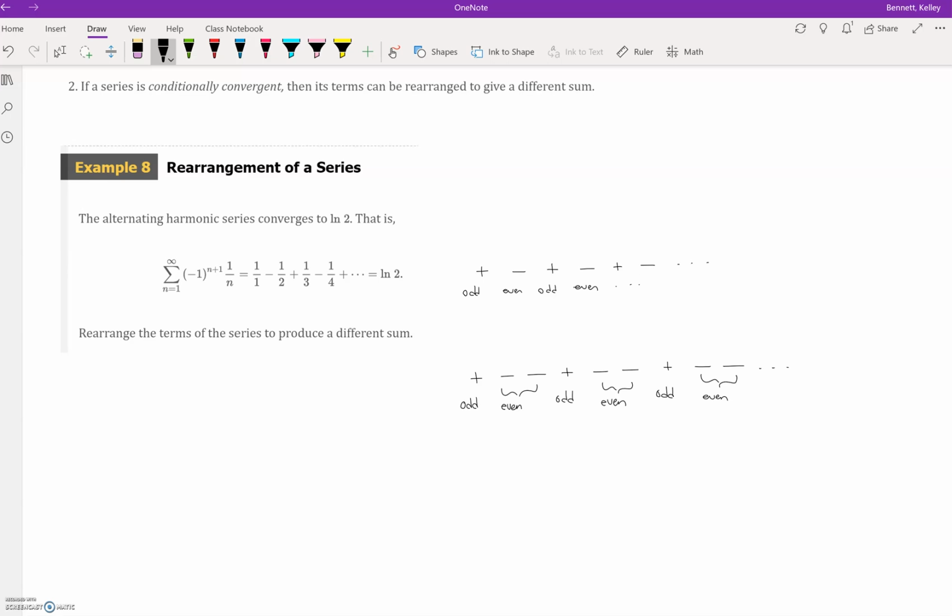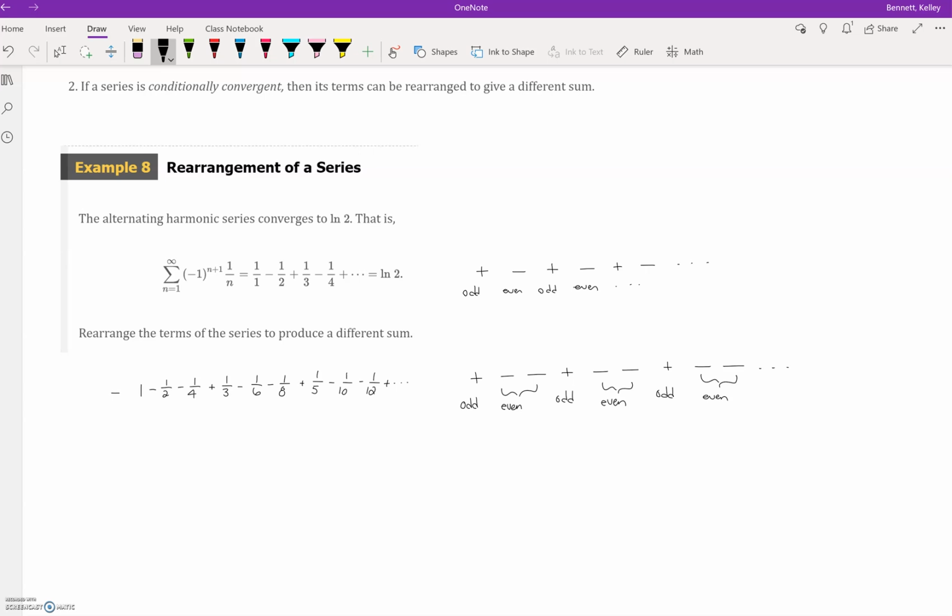So that is done in the following way. So I could do 1 minus a half minus a fourth, right? So that's the first odd, and then the first two evens. Then I have the second odd, which is a third, and the next two evens, which is going to be a sixth and an eighth. And I'm going to have the third odd, which is a fifth, minus the next two evens, which is a 10th and a 12th. And so on like that.